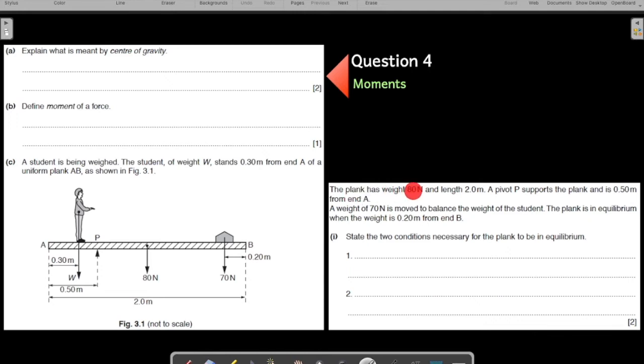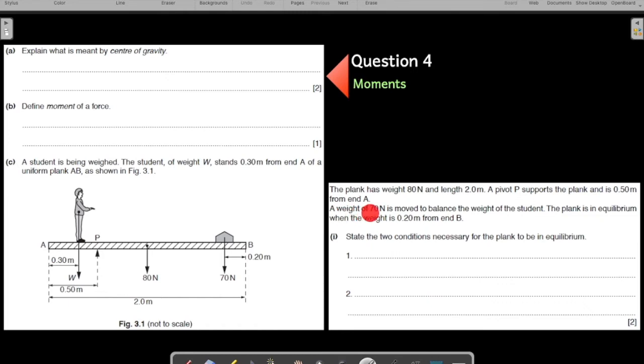The plank has a weight of 80 newtons. Where is 80 newtons? Here, if you see, it is coming from the center of the plank, and a length of 2 meters. It is also marked in the question. A pivot P supports the plank and is 0.5 meters from the end A. So where is the pivot? Try to locate it. 0.5. This point P is the pivot.